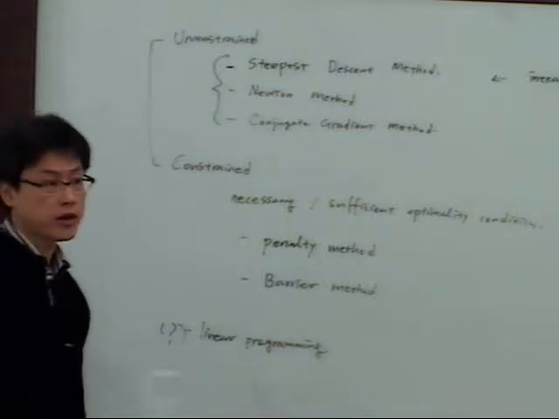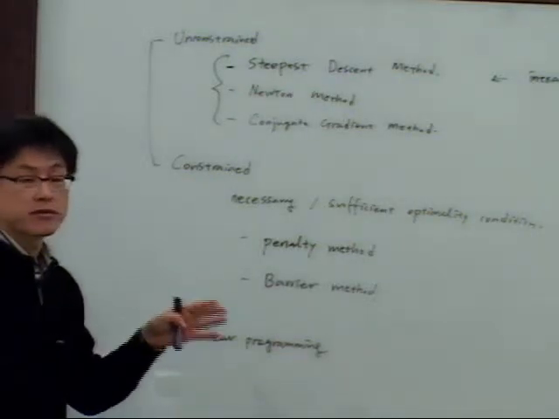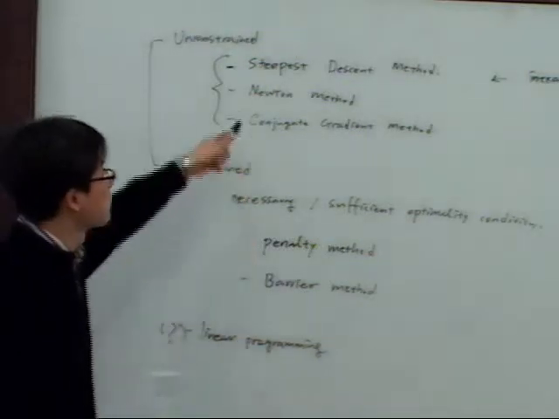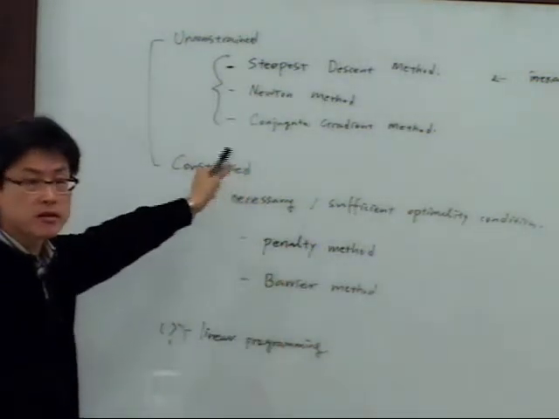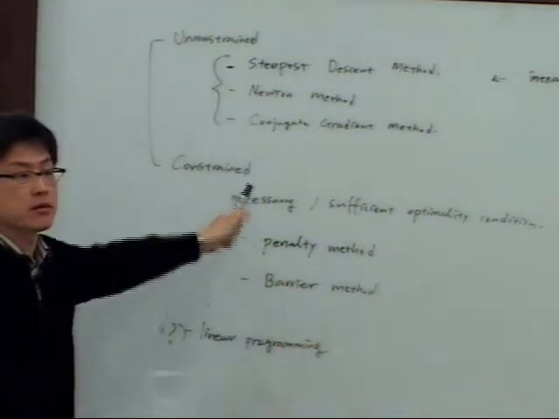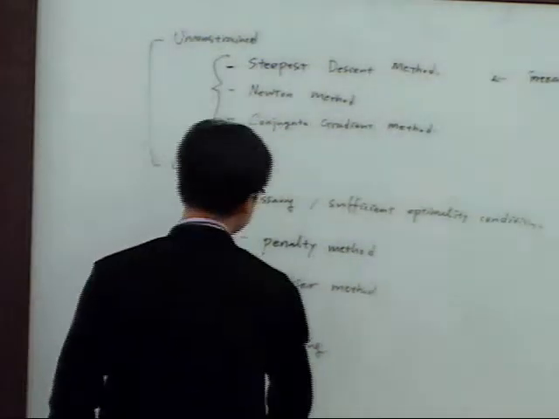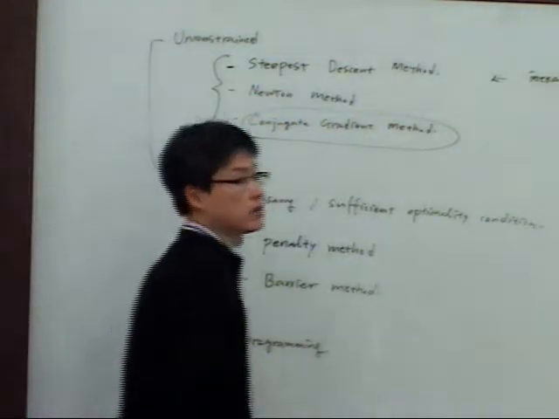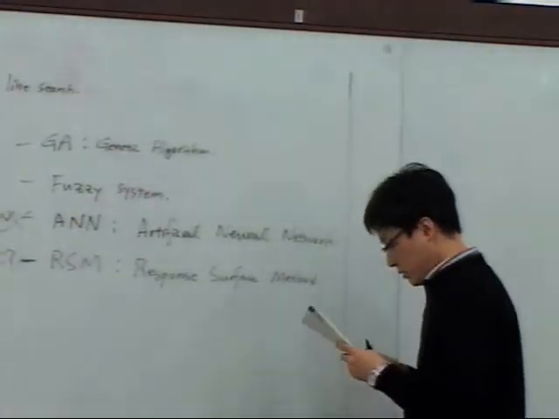All methods define their own descent direction. The only difference is their definition of the descent direction, based on the other situations as well. The conjugate gradient method is also another descent method, and its definition of descent direction is a little bit different.